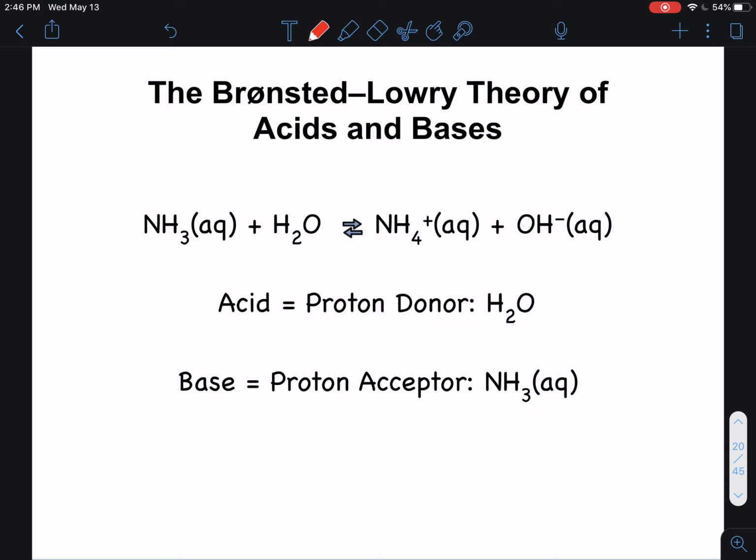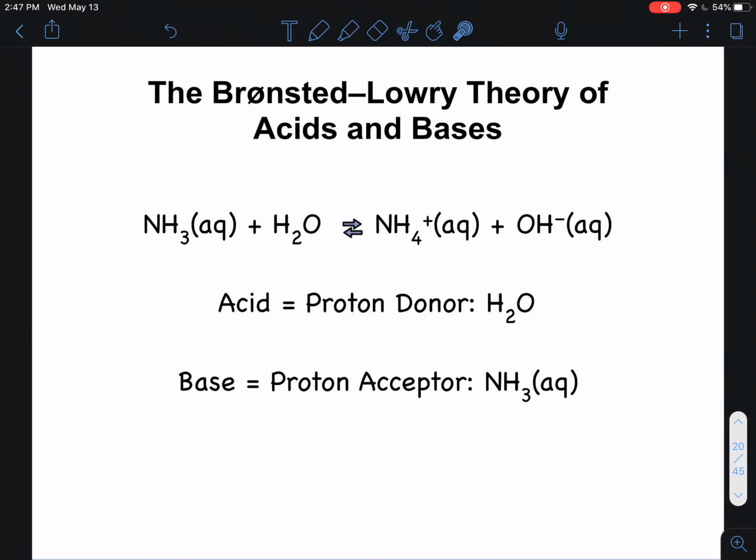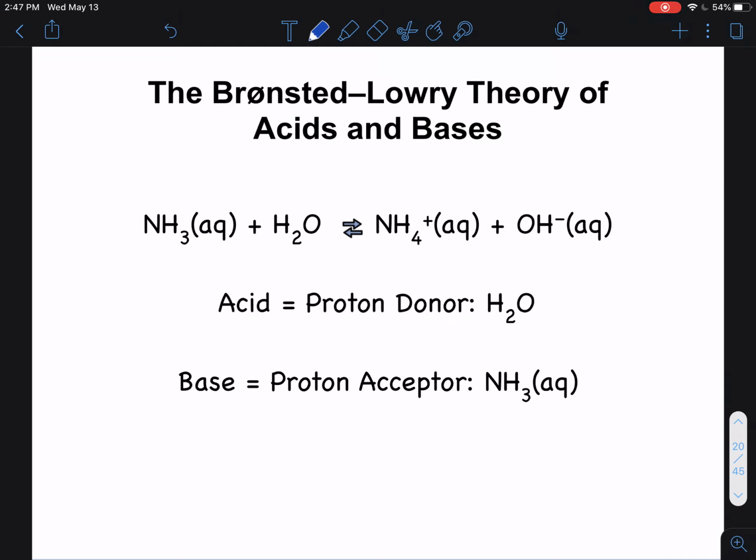So now let's look at this reaction right here. We have ammonia, NH3, plus H2O. Now here's what happens. This can happen a lot. Ammonia is going to act as a base, because let's look at what happened. Let's say you have no idea what's going on in this reaction, and I just gave you this equation and asked you to tell me which is the acid and which is the base. Well, you have to follow the story. You have to look before and after.